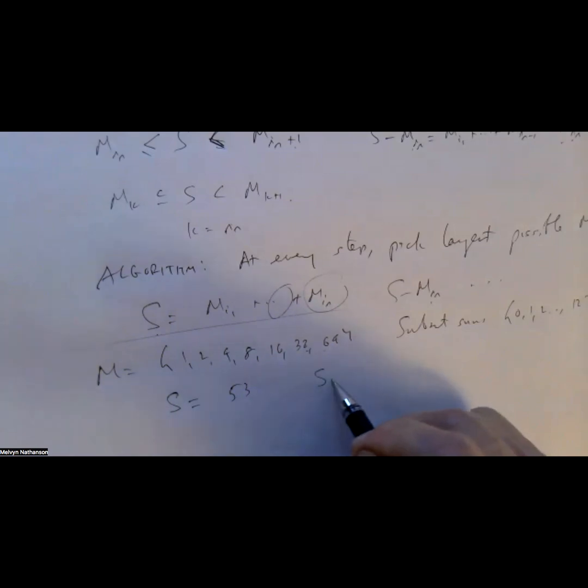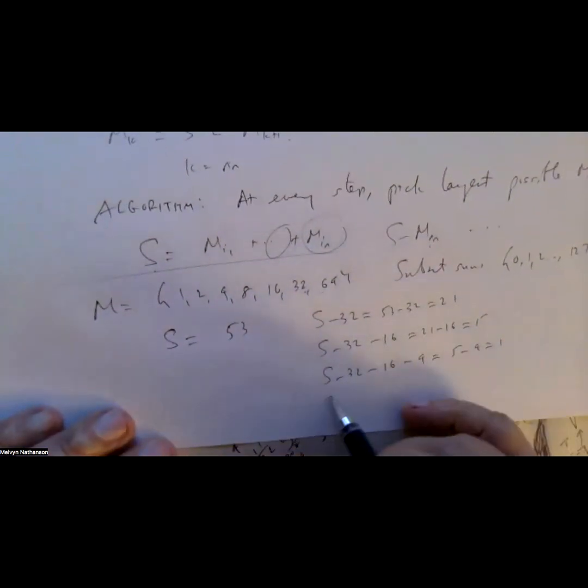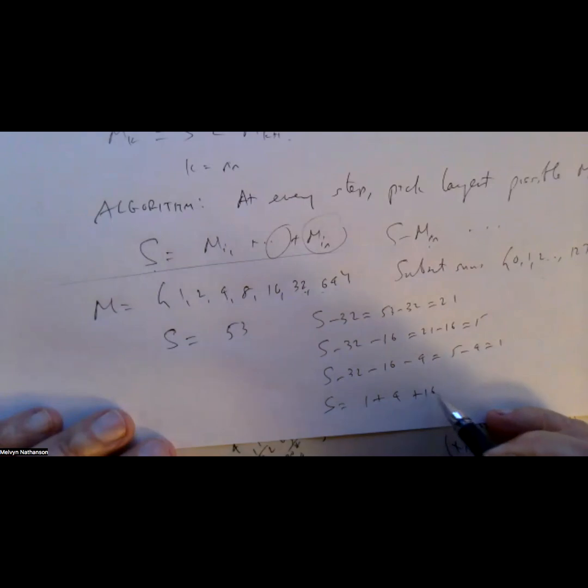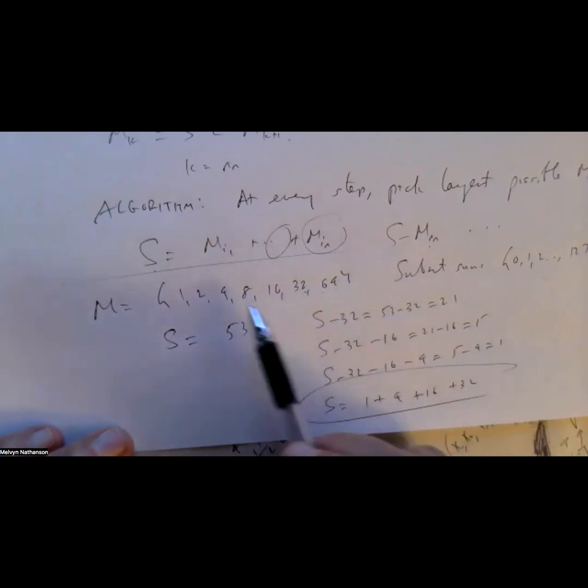The largest element of the set less than or equal to 53 is going to be 32. And s minus 32 is 53 minus 32, that's 21. The largest element less than or equal to 21 is 16. So 21 minus 16 is 5. The largest element less than or equal to 5 is 4. 5 minus 4 is 1. So I get s is 1 plus 4 plus 16 plus 32. That's the unique decomposition of 53 as a sum of distinct elements of this set.